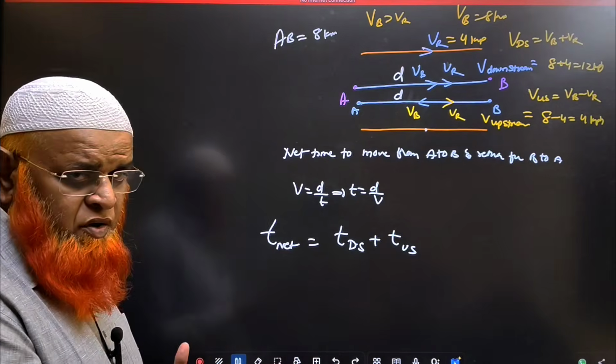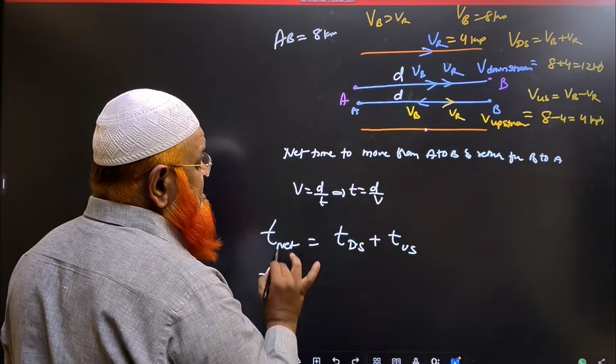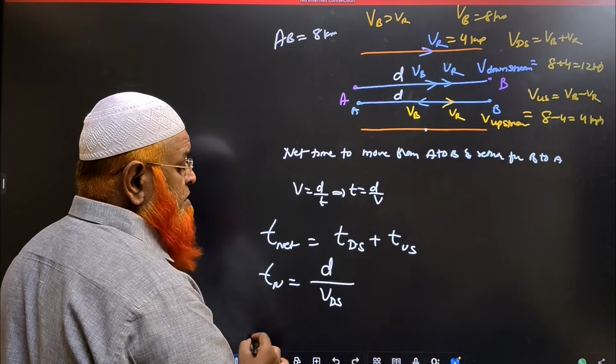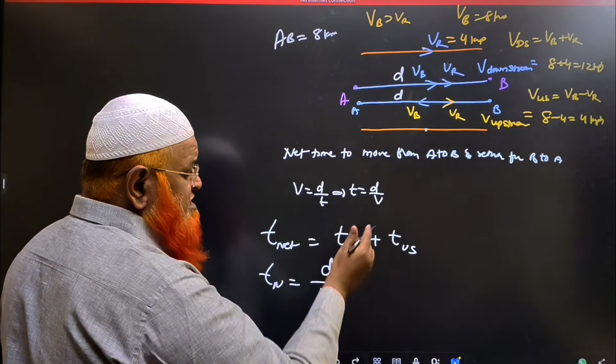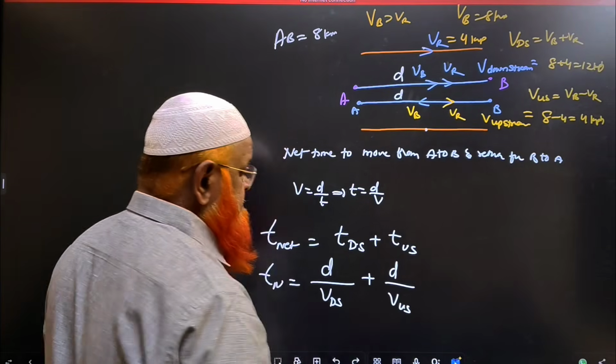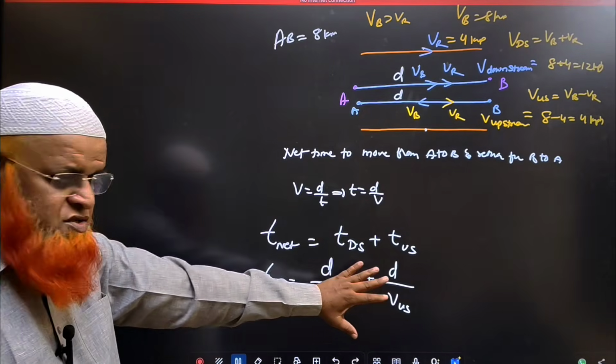So what is the total time now here? See, the total time is net time. You know time is nothing but distance by speed. So distance along the downstream by velocity along the downstream, distance by speed. Same distance, so D by velocity upstream. Is it understood to you? Is it clear now? I hope you understood this one.